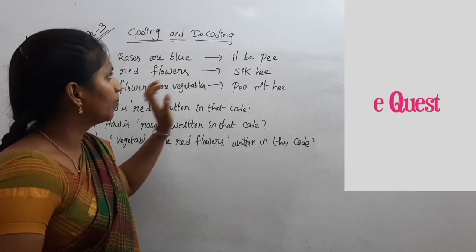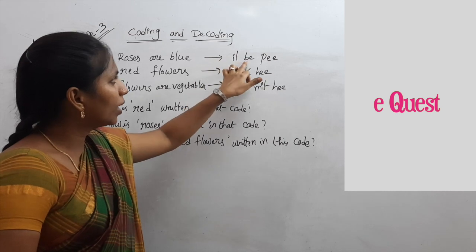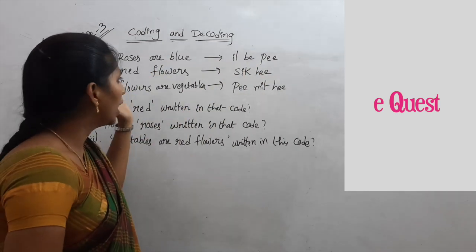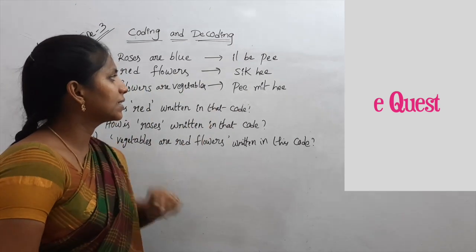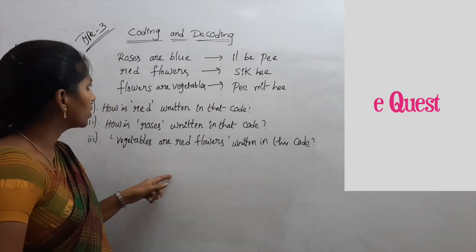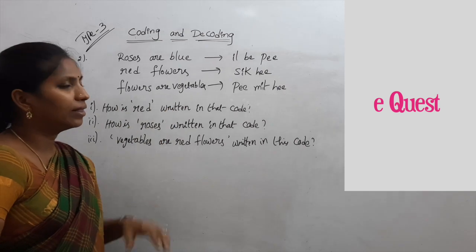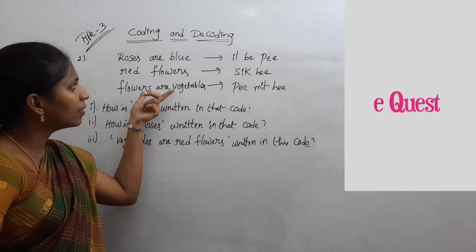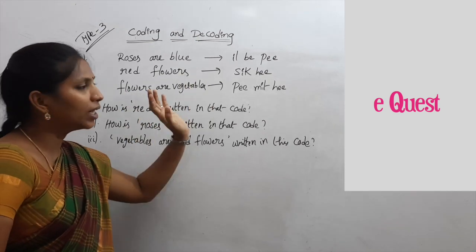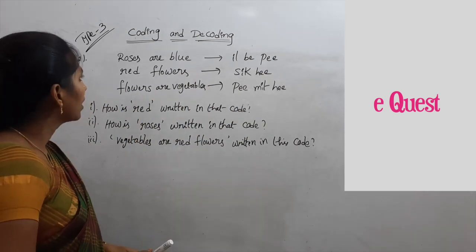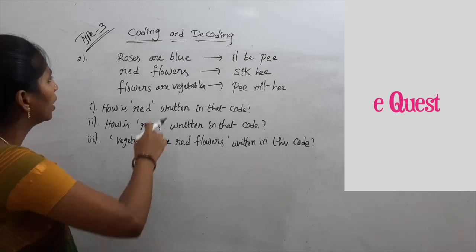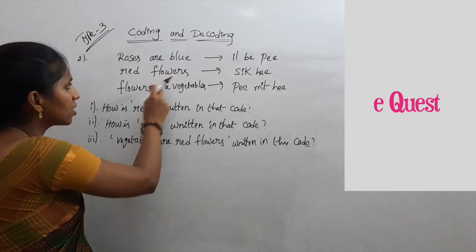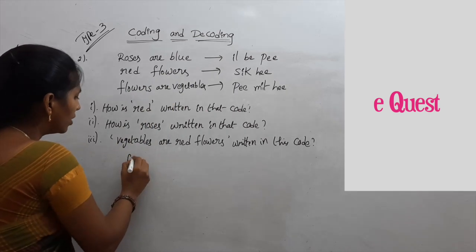Roses are blue. Code is LBP. And red flowers, this is the code. And flowers are vegetables, and this is the code. Then these are the questions. How is red written in that code? So first of all, find out the common words in these sentences and the corresponding codes. Here see, in these two sentences, which is common? Flowers is common.